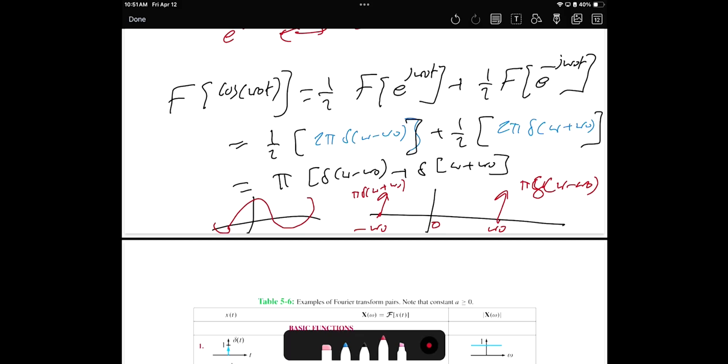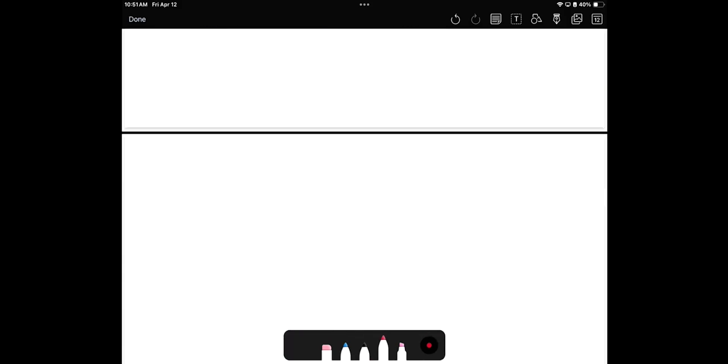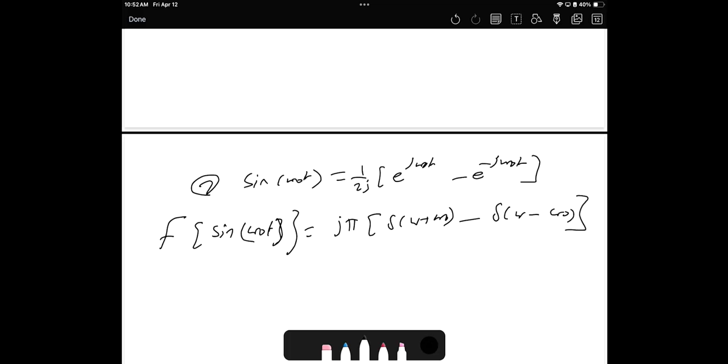The last one will take a few steps, which is to find the sine. So number 2, sine omega naught t, which is 1 over 2j times e power j omega naught t minus e power negative j omega naught t. Then the Fourier transform of the sine, after doing the analysis, you can try it, will be j pi times delta of omega plus omega naught minus delta of omega minus omega naught. That's the answer for the sine as well.